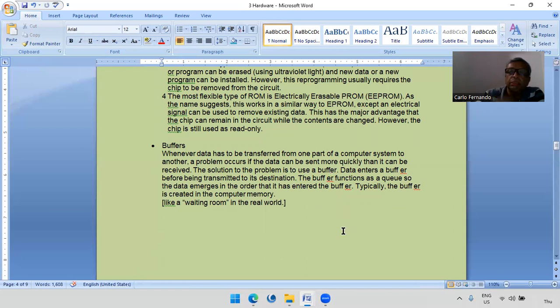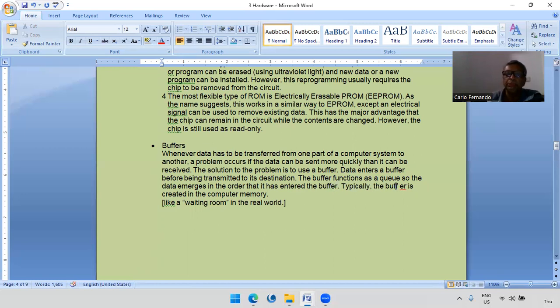You keep it in a temporary place, without rushing everything to the destination. Data enters a buffer before being transmitted to its destination. So first it goes into a buffer, and only then will it go into the destination. The buffer functions as a queue, so the data emerges in the order that it entered the buffer.